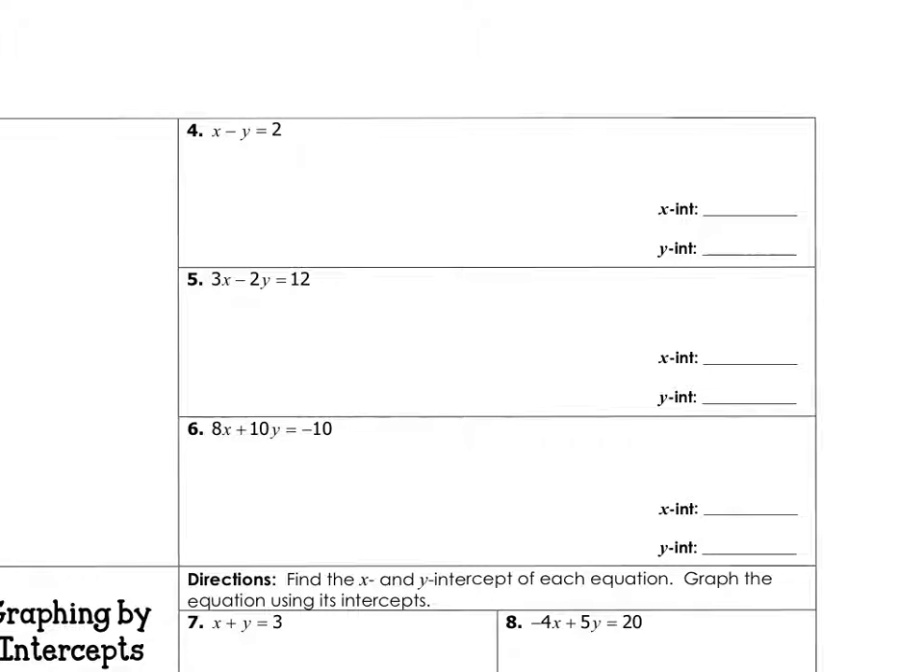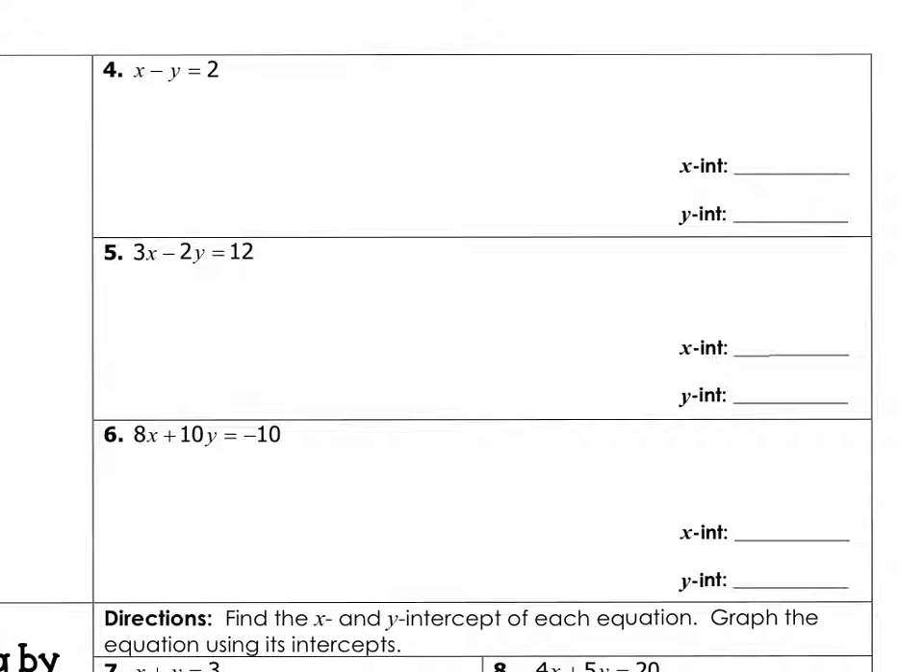On the next page, you're going to see equations in standard form. And now that they're in standard form, we can't just pull the y-intercept like we did when it was y equals mx plus b. So now we have to actually work on both of them. So let's take a look at number 5.